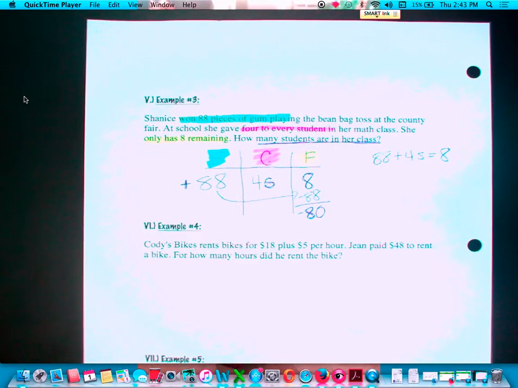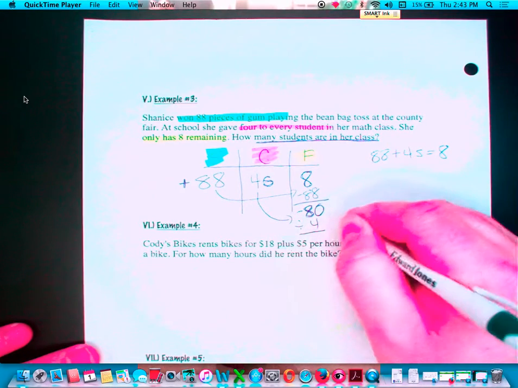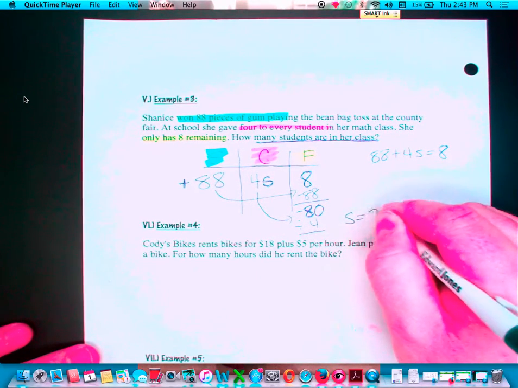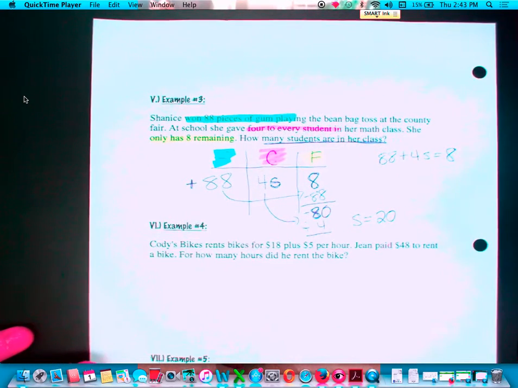All right. So what happens next is I then have my number here, 4S. I'm going to divide by 4. It's going to tell me that S is going to give me 20. So she has 20 students in her class there at the school. Okay, she has 20 students at the school there for her. Okay, she has 20 students. Okay, on to the next one.